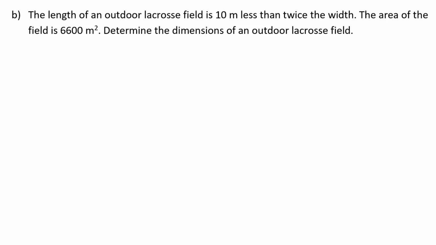The length of an outdoor lacrosse field is 10 meters less than twice the width. The area of the field is 6,600 meters squared. Determine the dimensions of an outdoor lacrosse field.